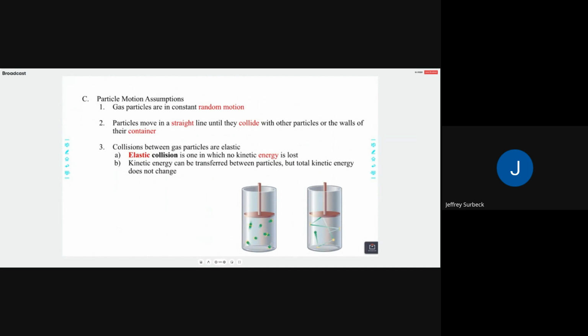Same thing with the particles hitting each other. We assume in this theory that they hit each other, bounce off each other, and perfectly go back to the way they were before. In reality, there's actually some energy exchange, energy given off in different forms, but we assume that it is perfectly elastic. That's what we mean by an elastic collision. Questions? Anybody need this?